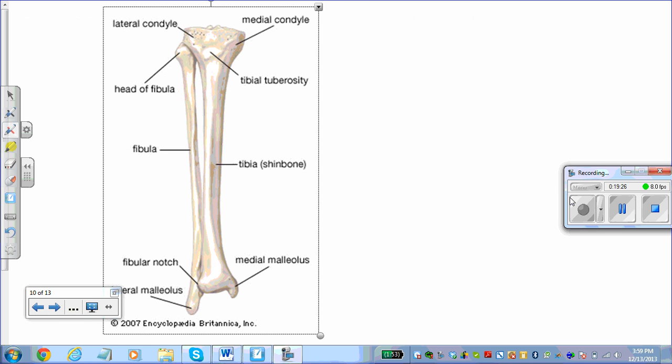Okay, lower part of the leg now. So we have the tibia and the fibula. Fibula being the much thinner piece, tibia being the much thicker piece. So up here at the top, you see the condyles. This is going to attach to the femur. And then the lower pieces of the tibia, you can see there's this extra little notch right here.